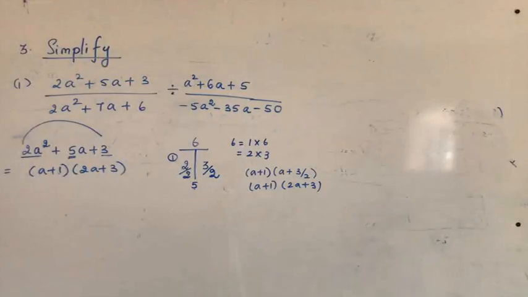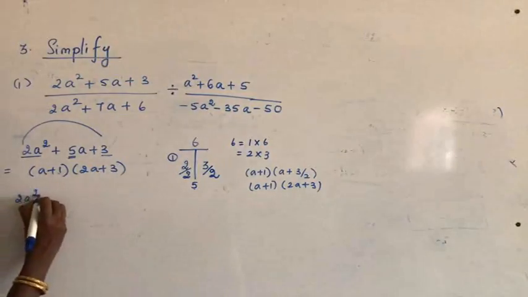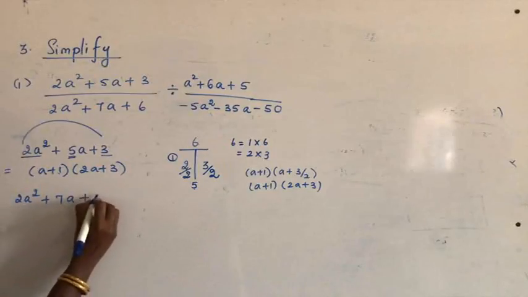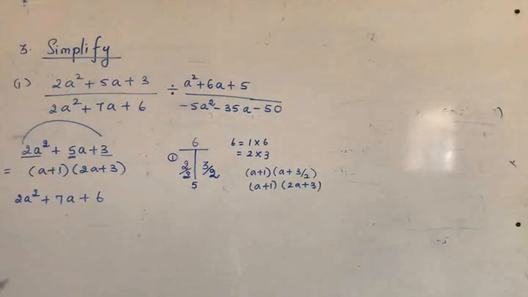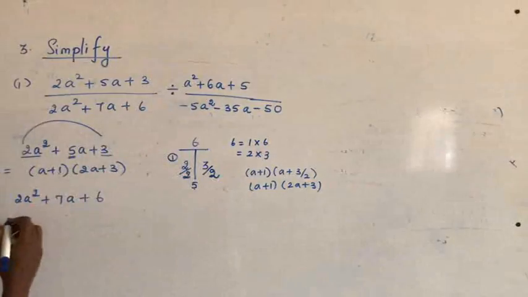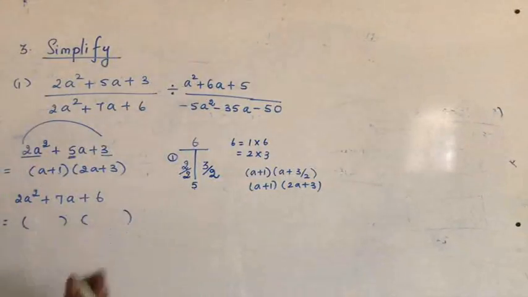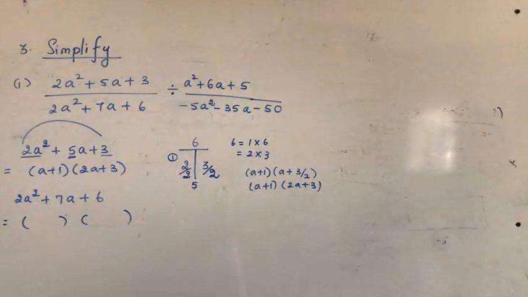So I have done the first part. Now let's try the second part. Try out the second part: 2a squared plus 7a plus 6. Follow the same pattern and try to get the answer. I hope you people would have tried.